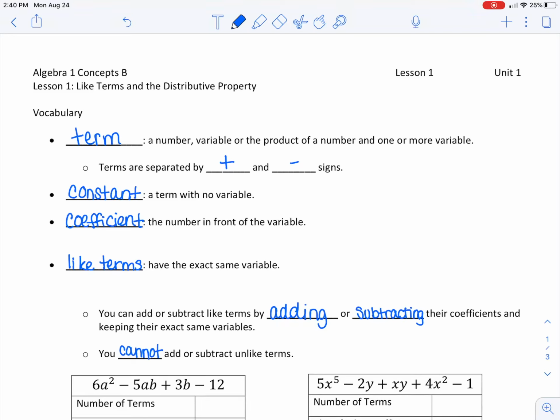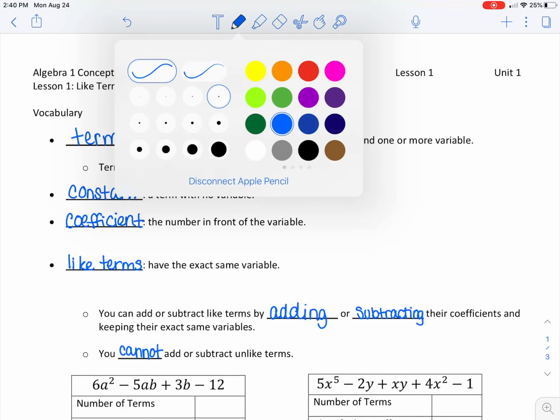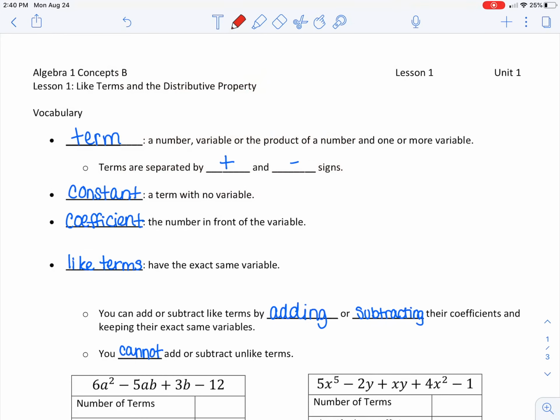Okay, so today we're going to be talking about Unit 1, Lesson 1. We're talking about like terms and the distributive property. So I filled out these vocab words already. I just kind of want to talk through them and explain what they actually mean. You've heard most of these words before, if not all of them. You would have heard about this in Algebra 1A or possibly even in middle school.